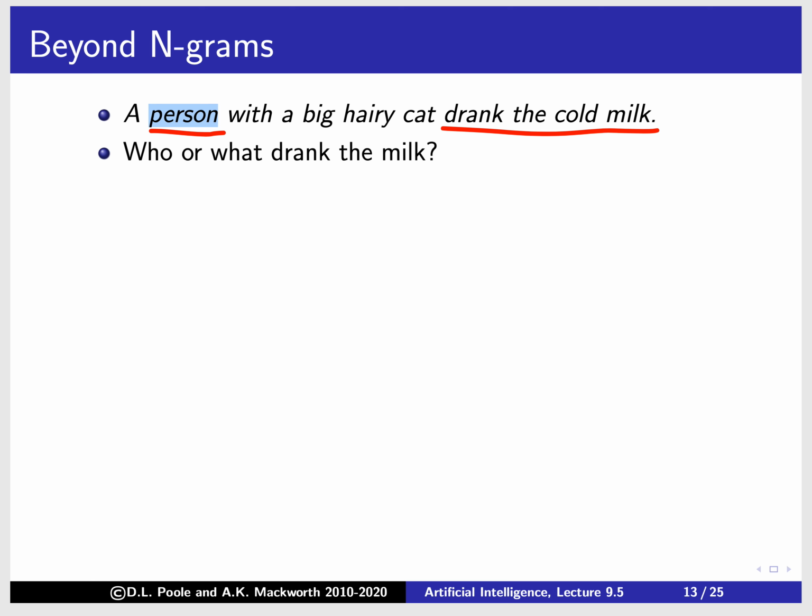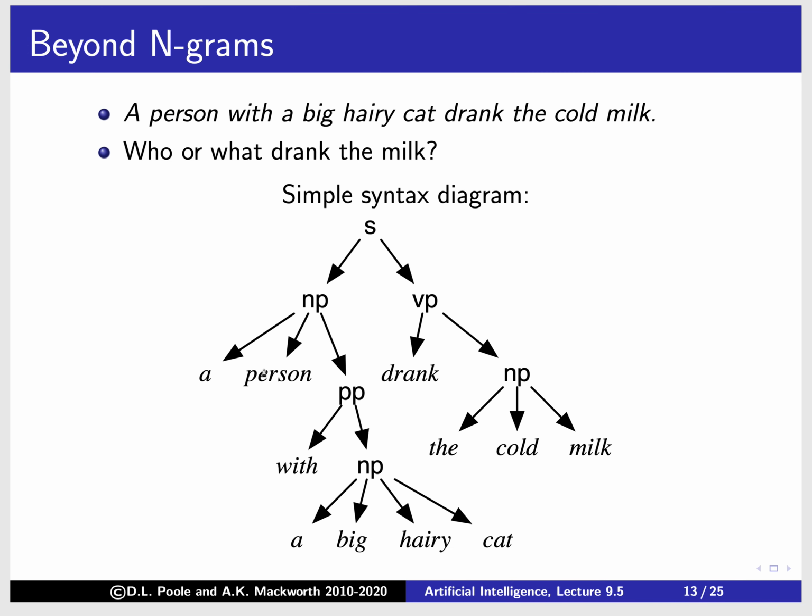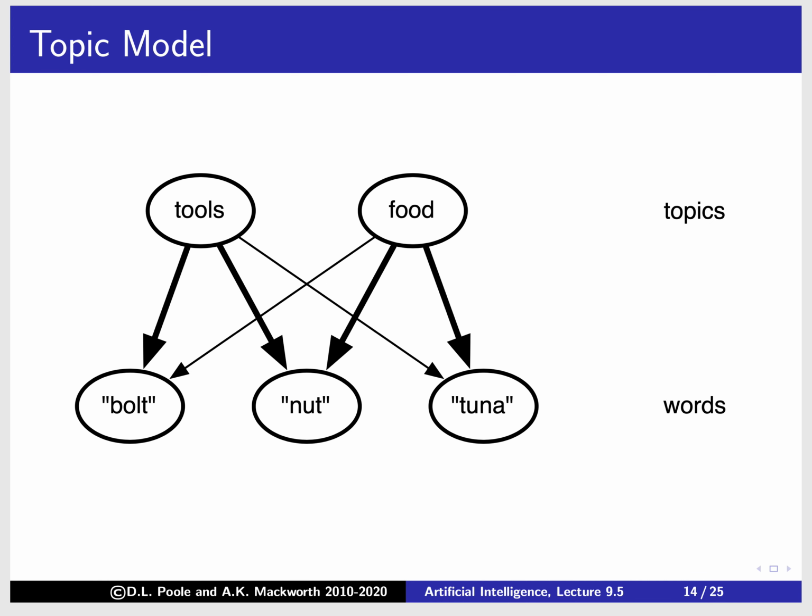This modifies that. And so usually when we build these things, we want to build it more sophisticated. We want some way of doing it so that we end up with something like a syntax tree. So a person with a big hairy cat drank the cold milk, and we can see from here that it's the person who drank the milk. Okay, so let's look at a few other examples of using language models.